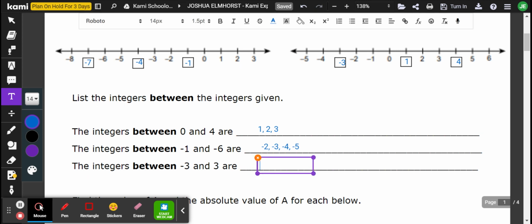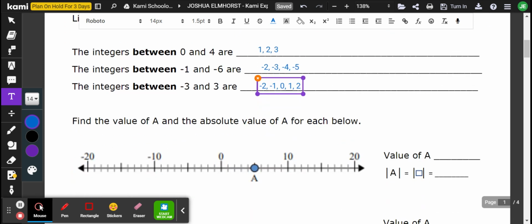So if we go between -3, starting at -3, going to the right, we'd have to count down -2, -1, 0. Do not forget that 0 is an integer, but it's the start of the whole numbers. And then we have 1 and 2. Those are the numbers that would be between.